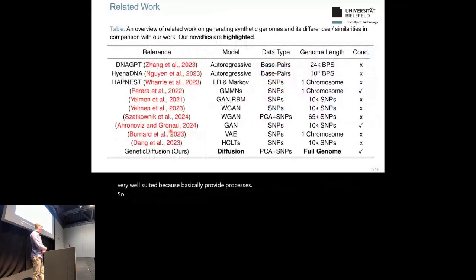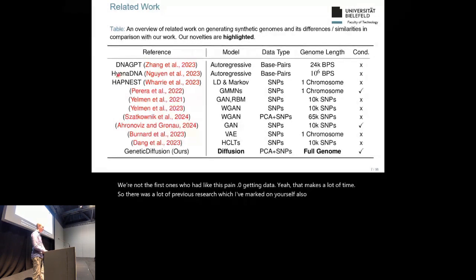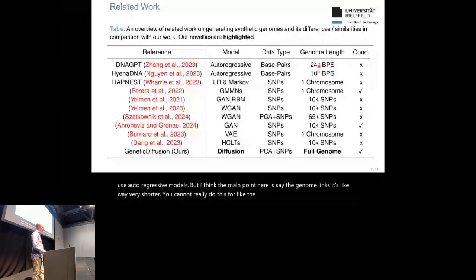Just a bit more overview of our related work. There has actually been quite a lot of work on trying to generate synthetic genotype data, because I think we were not the first ones who had this pain point: getting data really takes a lot of time. There was a lot of previous research, which I've marked here. There is also research which uses autoregressive models, but I think the main point here is the genome length. This is way shorter. You cannot really do this for the whole human genotype, and it's not really suitable for SNPs, where the positioning is very important. And also very important is this conditioning parameter here.